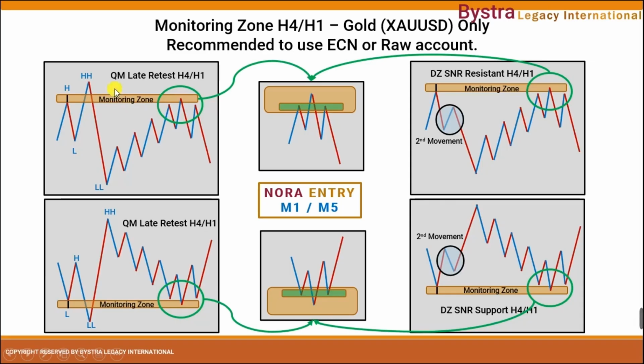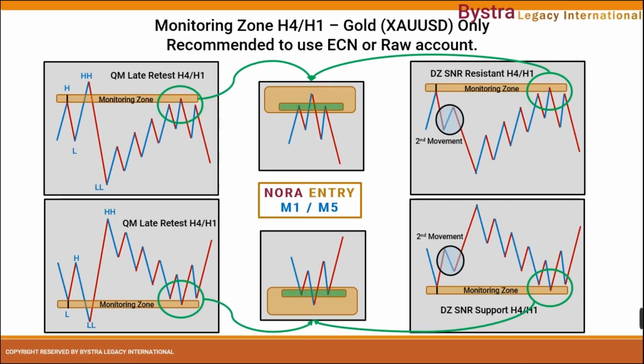So in a big time frame, H4, H1, you'll see something similar like this. When price comes into the zone, in the M1 time frame or the M5 time frame, you can find the setup something like this. So this is the QM inside the danger zone SNR.